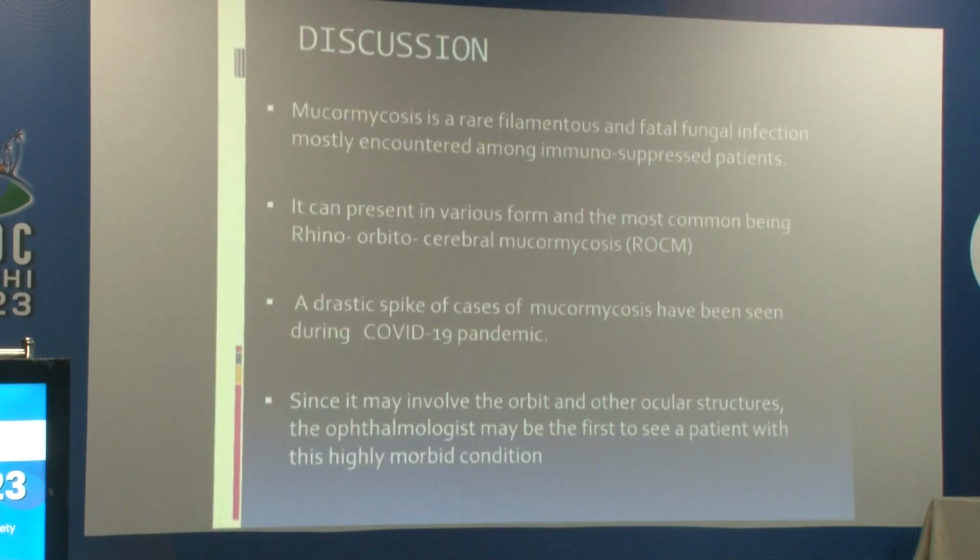Mucormycosis is a rare filamentous fatal fungal infection mostly encountered among immunosuppressed patients. A drastic spike of cases occurred during the COVID-19 pandemic. Since it may involve the orbit and other ocular structures, the ophthalmologist may be the first to see the patient with this highly comorbid condition.